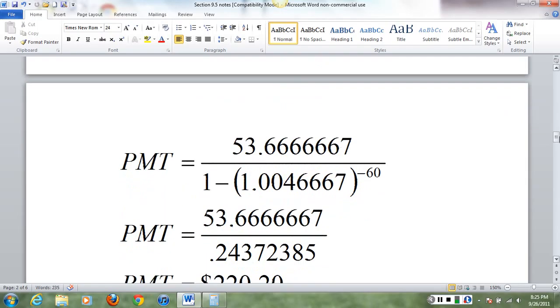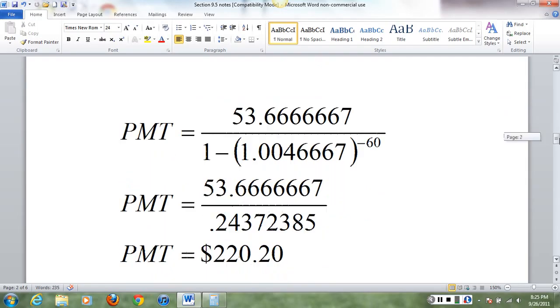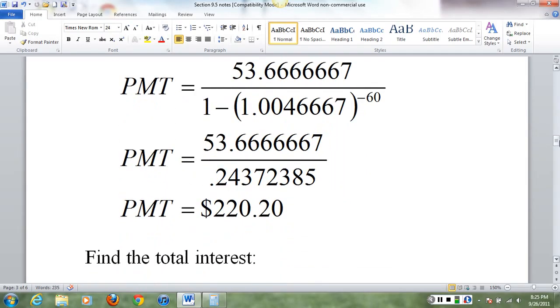Let's see, I'll break it down. Keep doing the math, and I end up with $220.20.